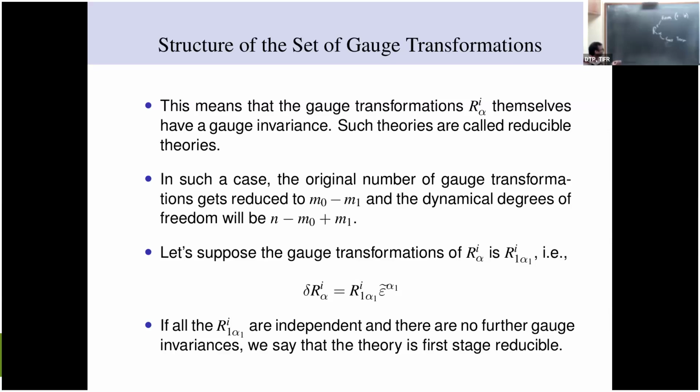So if all the Ri1 alpha 1 are independent and there are no further gauge invariances, we say the theory is first stage reducible. What would be an example of this, where you have, let's say, spin 3 gauge transformations, and then those transform to the same thing? Spin 3. So basically, if you have a 3-form field, then that will be an example.